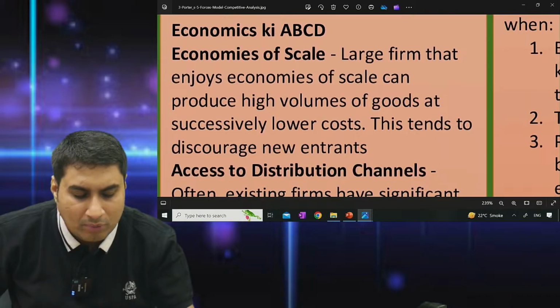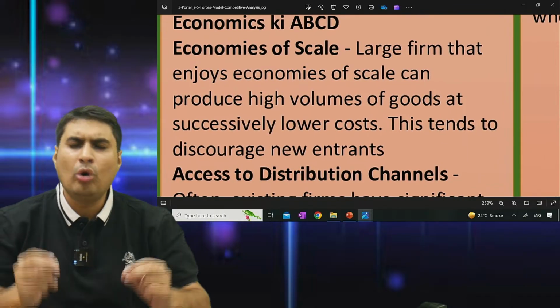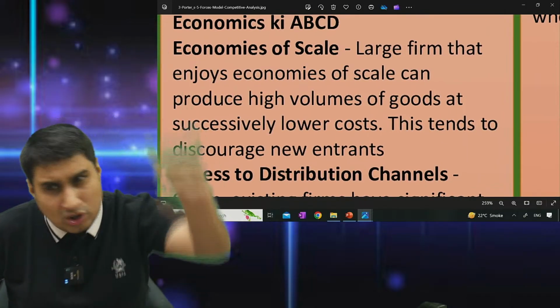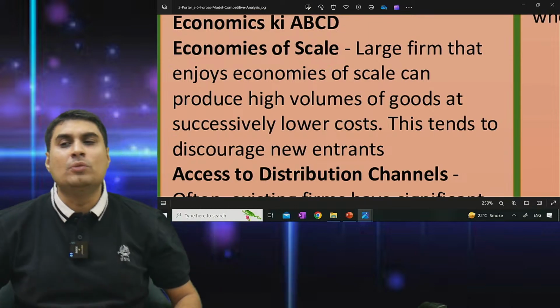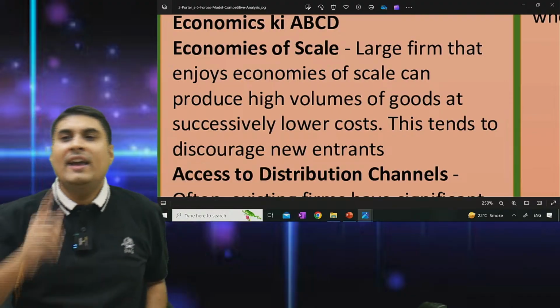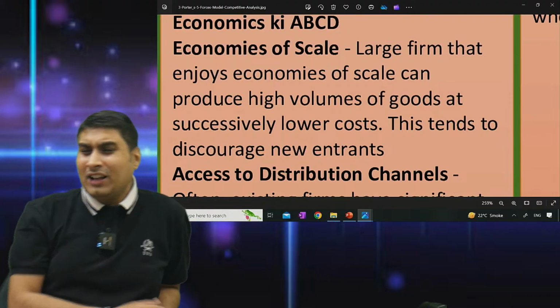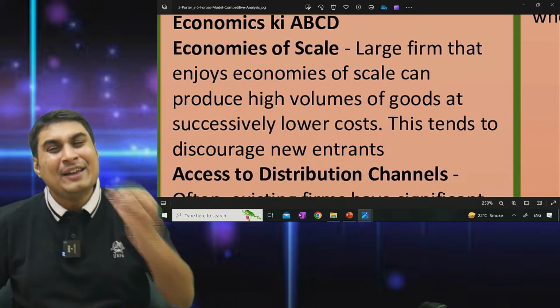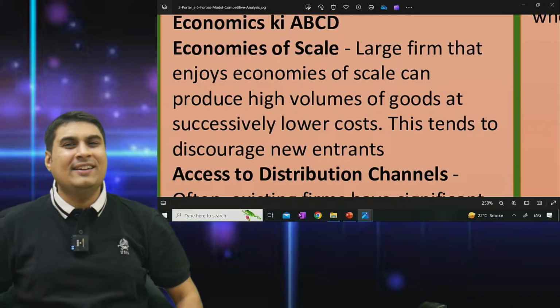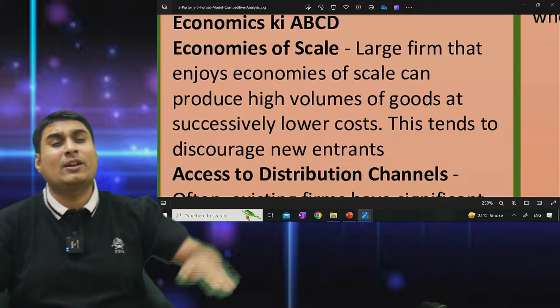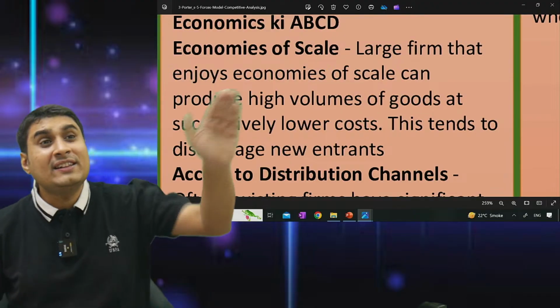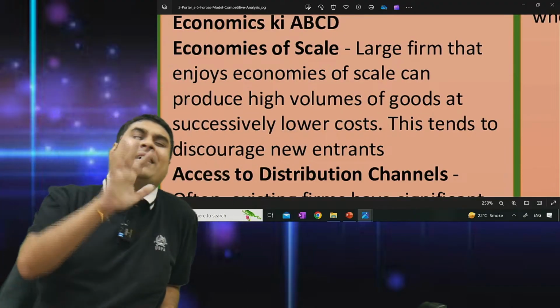Number one is economies of scale. What's economies of scale? The more production I do, the lower my cost per unit will be, and others can never match my volume because my volume is too big. Example, Parle. The amount of Parle-G they make, you and I can never imagine. It's never possible for someone to replace Parle-G because their cost is too low. That is why they sell at a lower price. You can never match that cost.